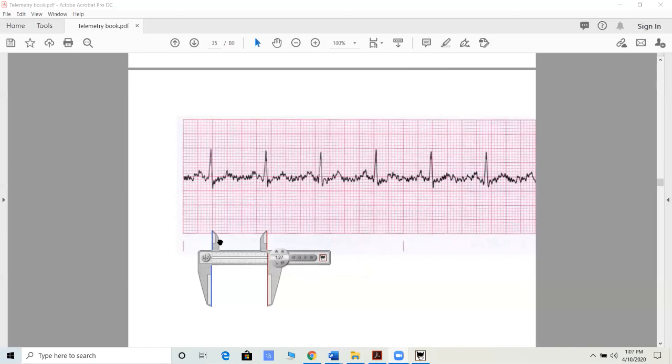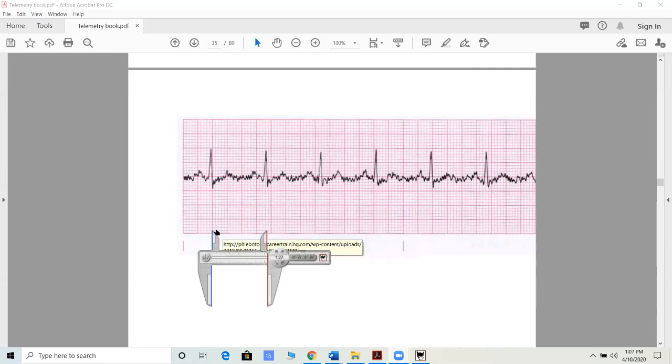So let's count the small boxes first. We've got five small boxes, five small boxes, five small boxes, which is 15, and then almost another five small boxes, which would be 20. Just shy of that, it would be 19. So 19 going into 1500, let me open my calculator, 1500 divided by 19 gives us 78.